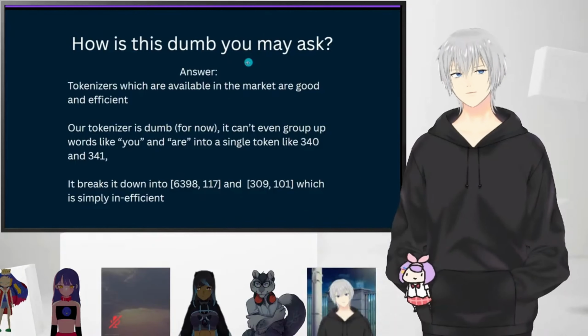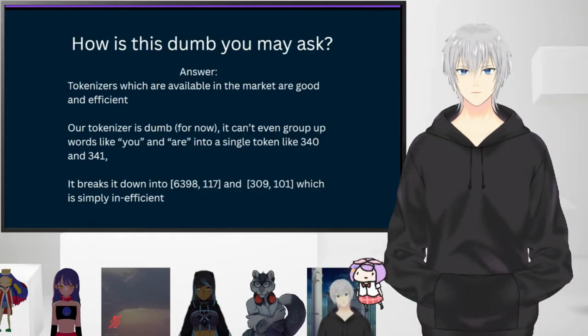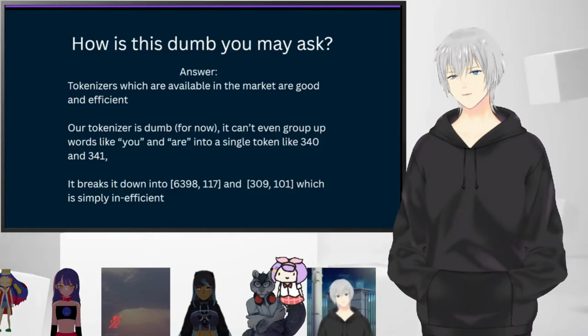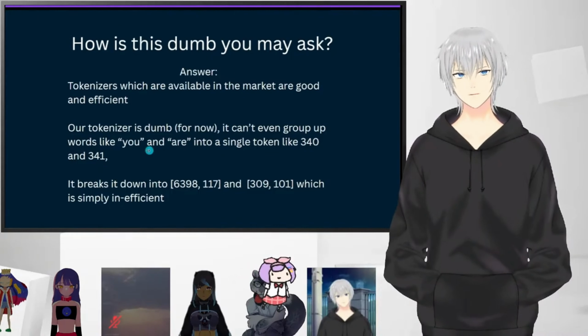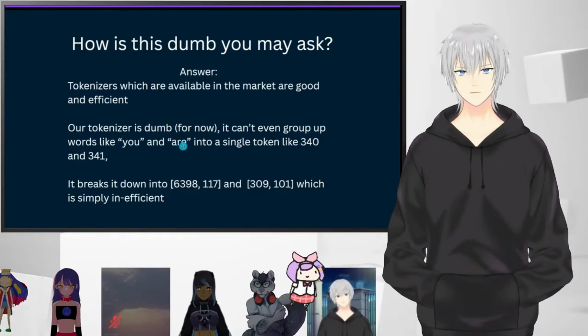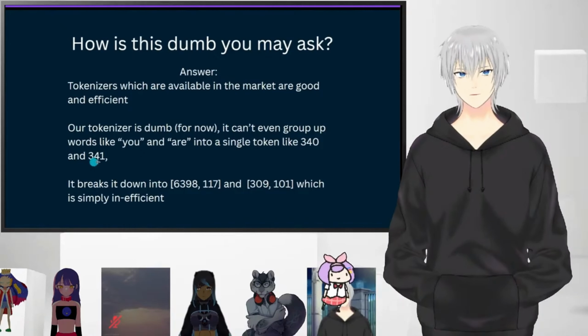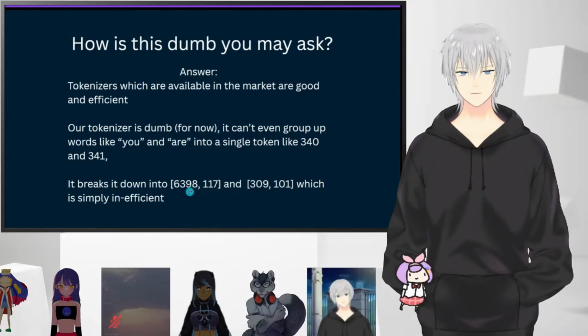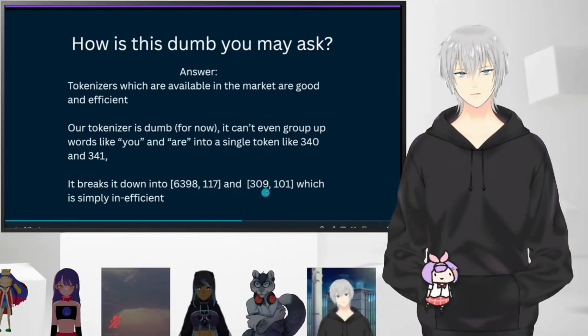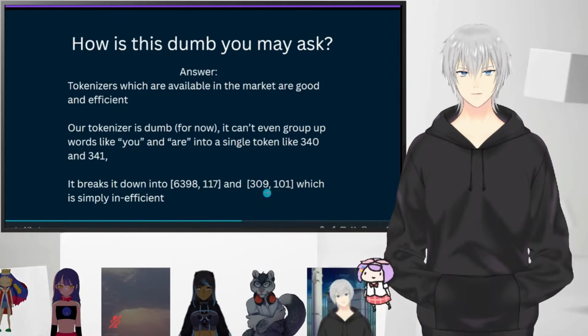How is this dumb, you may ask? There is already tokenizer available if you download it. So basically those are very efficient. Our tokenizer is dumb for now. We are gonna work on it. So let's say you and I are gonna be converted into these numbers 340 and 341. But our tokenizer breaks it down into 6,398, 117, 309 and 101, which is very inefficient.